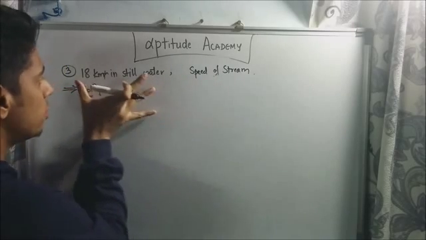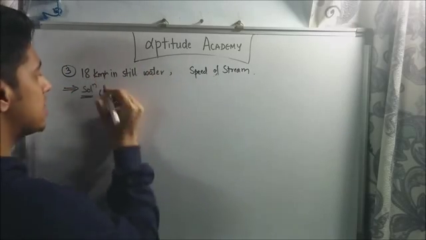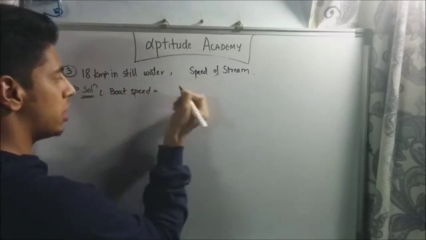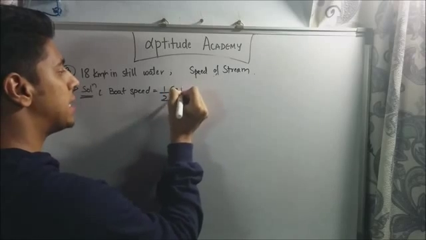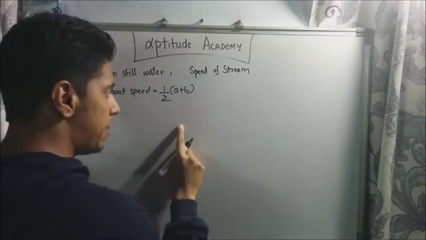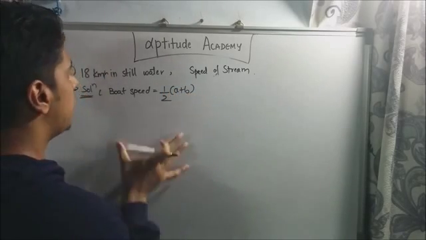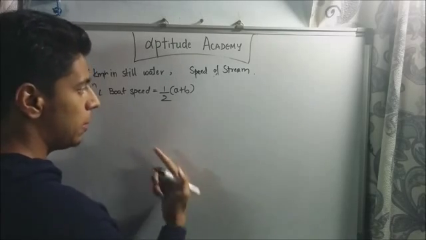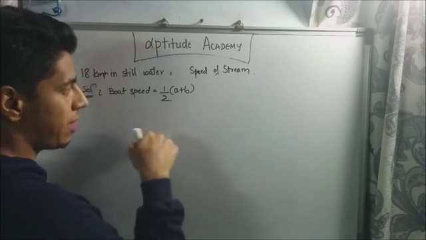Now, we already know that 18 kilometers per hour in still water means boat speed, right? And for boat speed, the shortcut formula is half of A plus B, where A is the downstream speed and B is the upstream speed. They've also given you that the time taken for the boat to travel upstream will be thrice as much as the time taken to travel downstream.